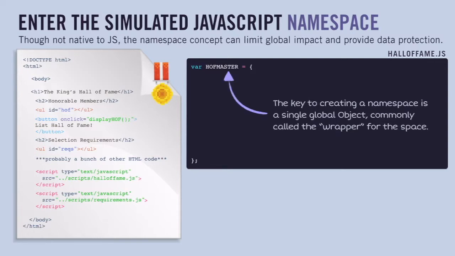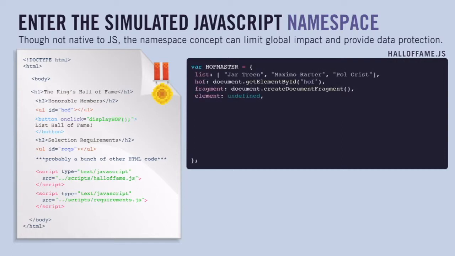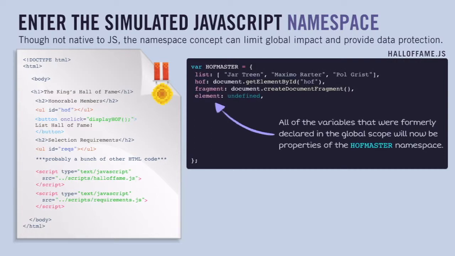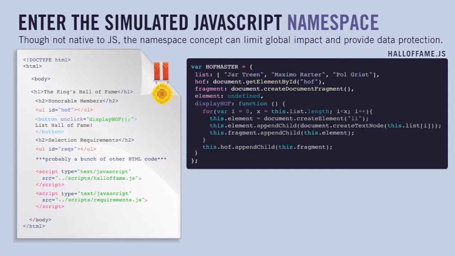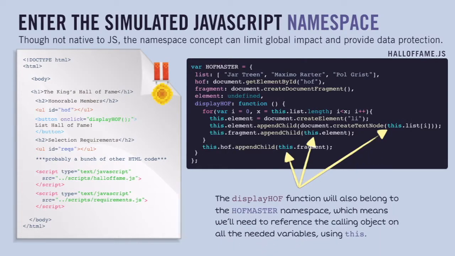The first thing that we do, the key to creating a namespace, is a single global object, and that's commonly called the wrapper for the namespace. By convention, you will very often see a namespace capitalized entirely. Now, all the variables that were formerly declared in the global scope will now just be properties of the HOFMASTER namespace. Additionally, the displayHof function will also belong to the HOFMASTER namespace, which means we'll need to reference the calling object on all the needed variables using this.